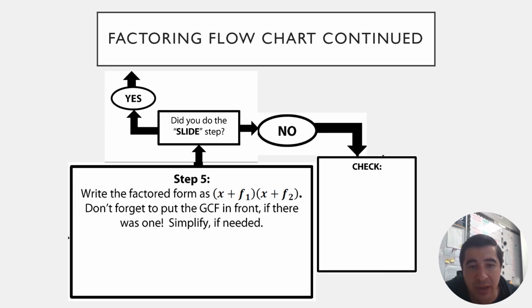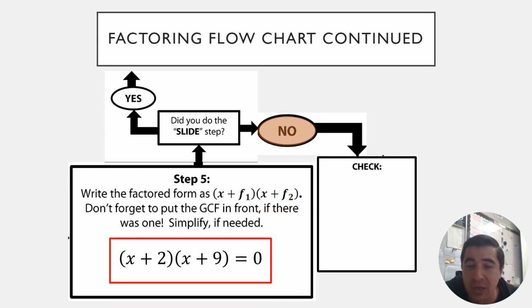Now we want to write our factored form in step 5, where we write factor 1 and factor 2 after the x, so we would have x plus 2 and x plus 9 equaling 0. We didn't end up using the slide step, so we'd go straight to no, and we can always check our answer. Checking our answer would be to use the distributive property: x times x and x times 9, and then 2 times x and 2 times 9. I would get x squared plus 9x plus 2x plus 18. I would combine the like terms in the middle, which would be 11x. So it does check out here for us.